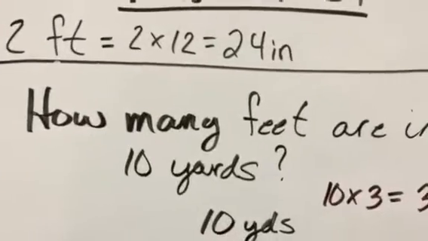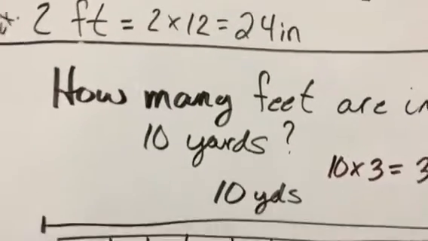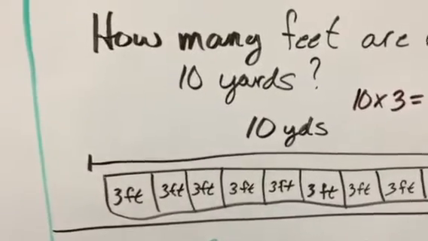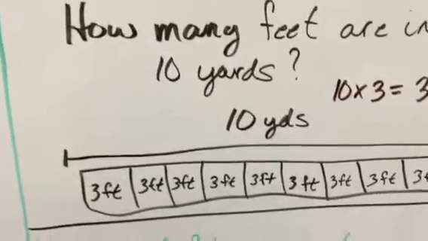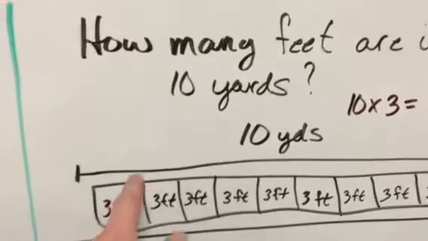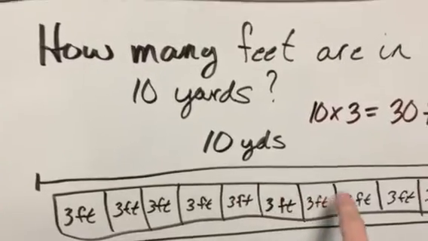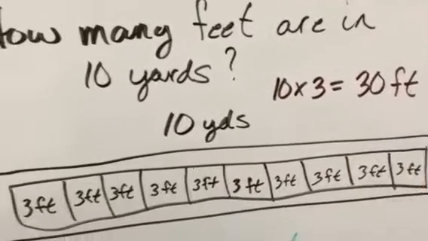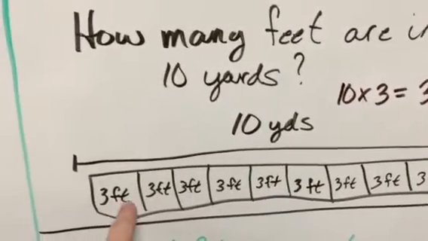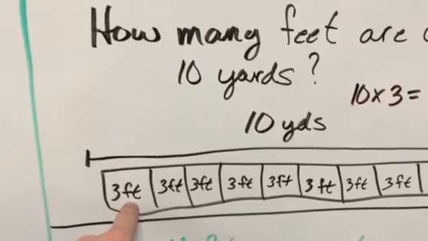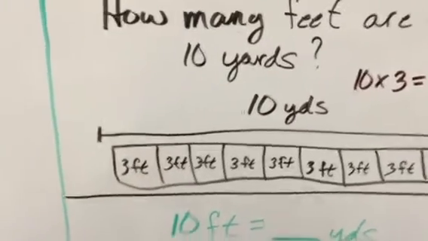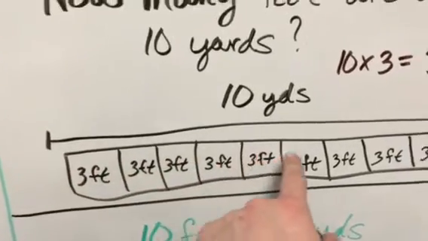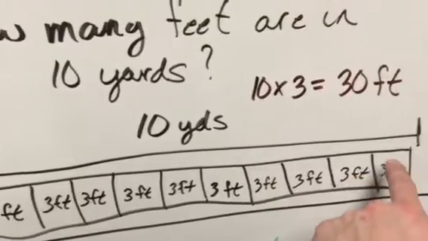How many feet are in 10 yards? One way you could do it is by drawing a line like this and saying that that line represents 10 yards. And inside of that, I'm going to have 10 little boxes, and each box is representing 1 yard. So 1 yard, 2, 3, 4, 5, 6, 7, 8, 9, 10 yards. And inside each box I wrote 3 feet, because there are 3 feet in 1 yard. So if there are 3 feet in every one of these boxes, I have 3, 6, 9, 12, 15, 18, 21, 24, 27, and 30.